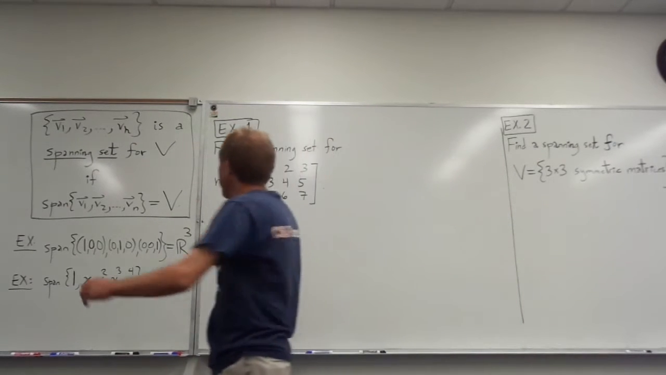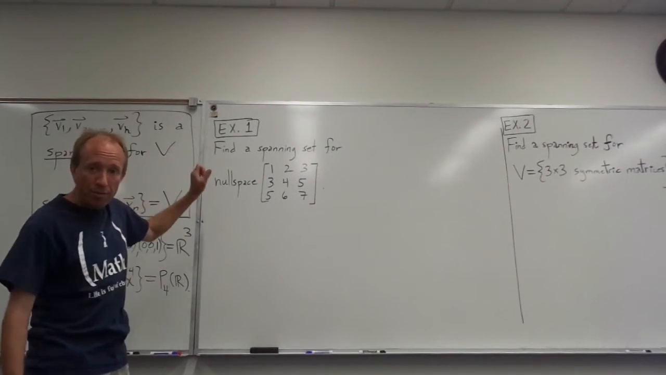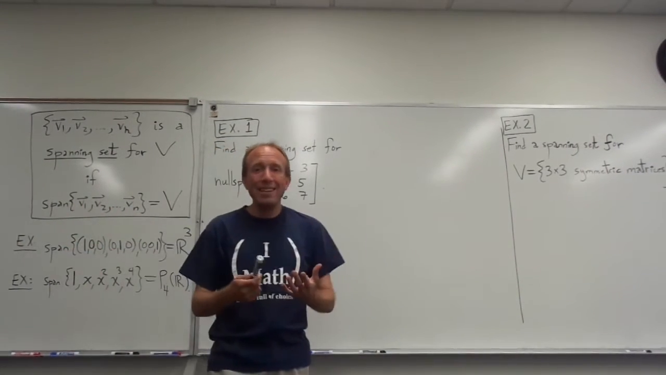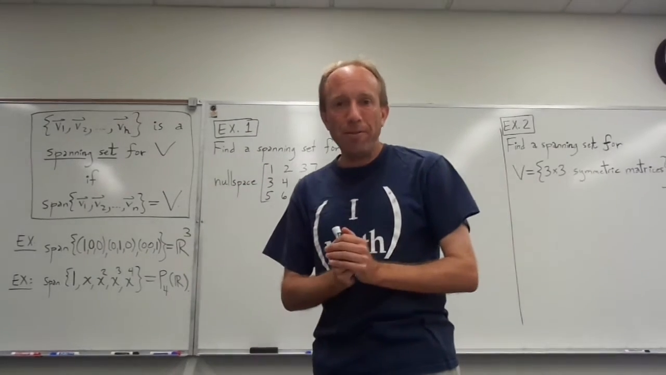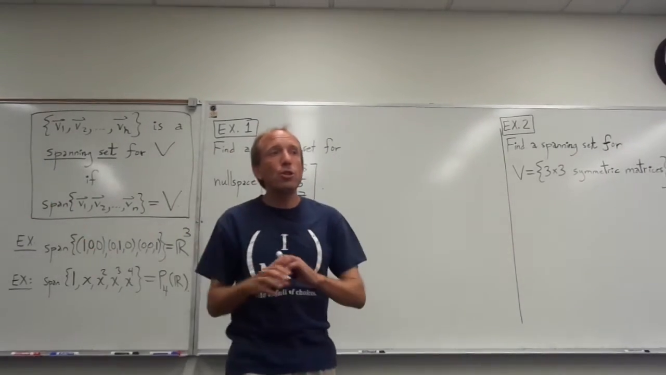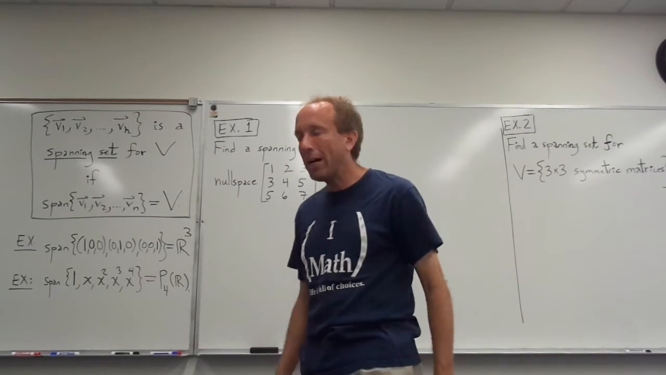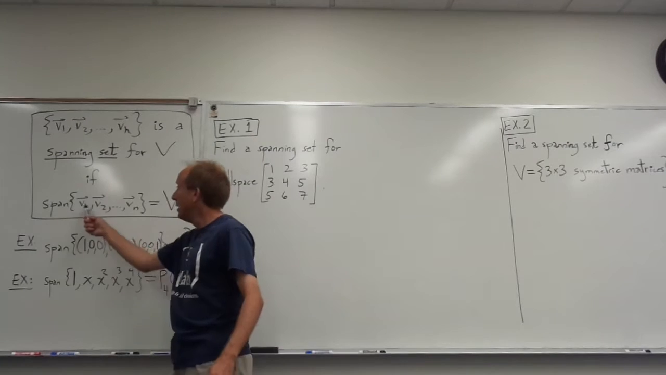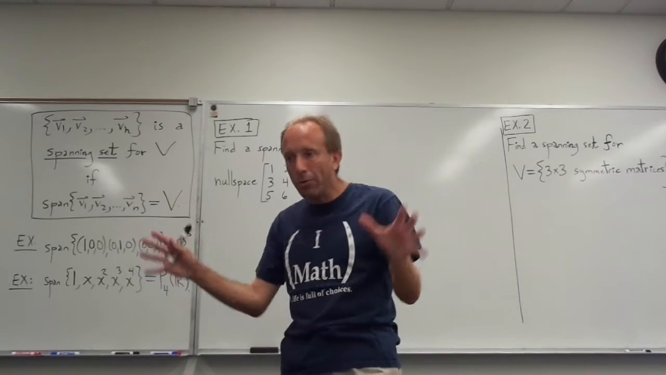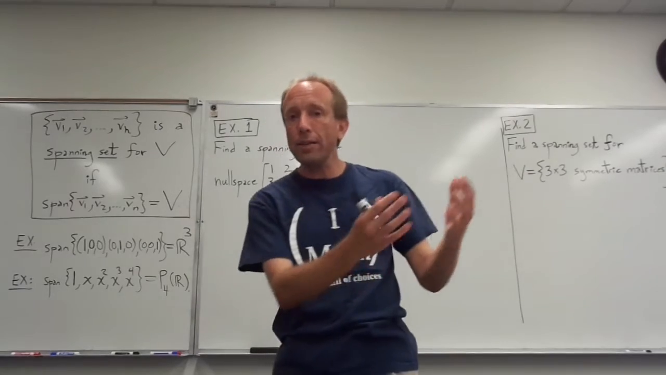Just to remind you again, a set of vectors is a spanning set for your vector space V if, when you take the span of those vectors, you get the entire vector space V. Remember that the span of a set of vectors is just all of the possible linear combinations of those vectors. So you're taking every possible linear combination of V1 through Vn, and you're looking at what you end up with. When you take that span, you will always get a subspace.